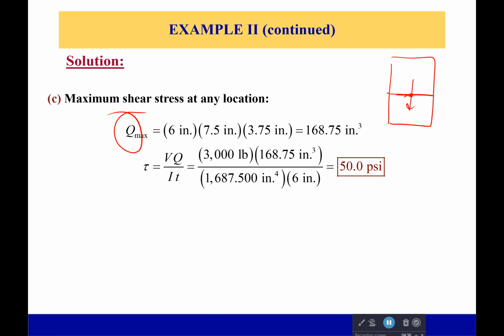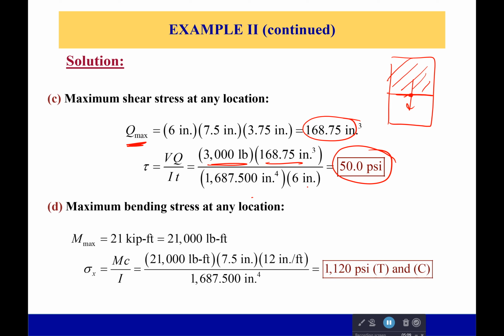So that would be our shear force, which is 3,000 pounds, times our first moment of area, which is the max first moment of area, so as much area as we can, over the moment of inertia times our thickness. It comes out to be 50 psi. So this is the big thing that you would have to have realized when we're trying to find it. But it's not too terrible.